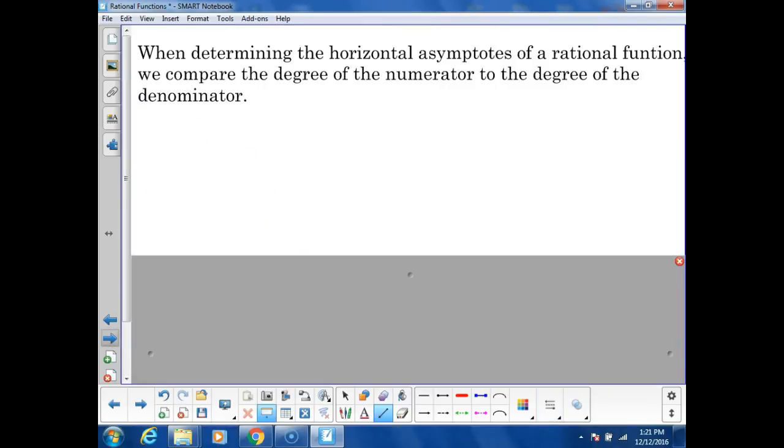All right, so when determining the horizontal asymptotes, I want to focus here on step number 2 of our 8 steps, finding the horizontal asymptotes. We're comparing degrees, correct? One of my options is top is less than bottom. What happens in that case? Y equals 0 is my horizontal asymptote.